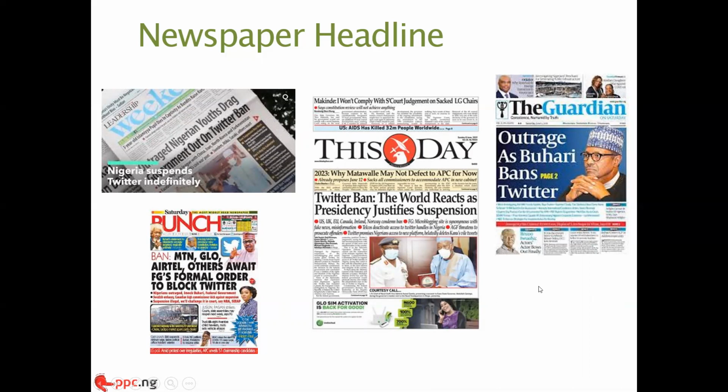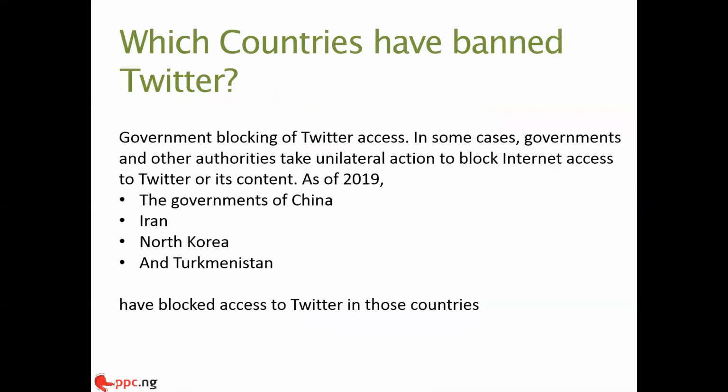It was a lot, and people started searching for how they can bypass this using VPN. If you do a search on Google, you can see what people are asking about VPN. So, which countries have banned Twitter? Who are the countries that Nigeria has joined on the list of those who have banned Twitter? So you can see at the top of the list the governments of China, Iran, North Korea. These are mostly Asian countries. Then Turkmenistan. Of course, I'm not sure I've seen this country before online. So all of these countries have blocked access to Twitter in their country.